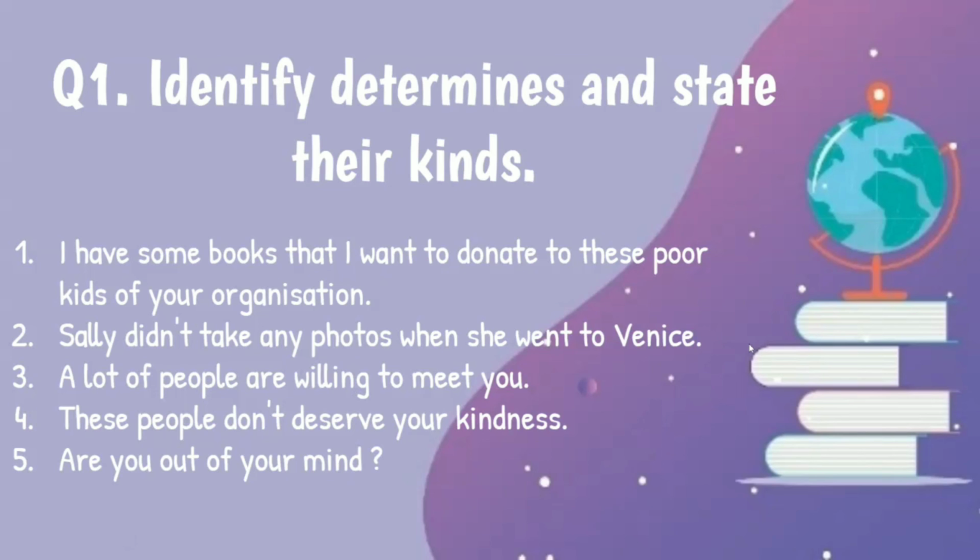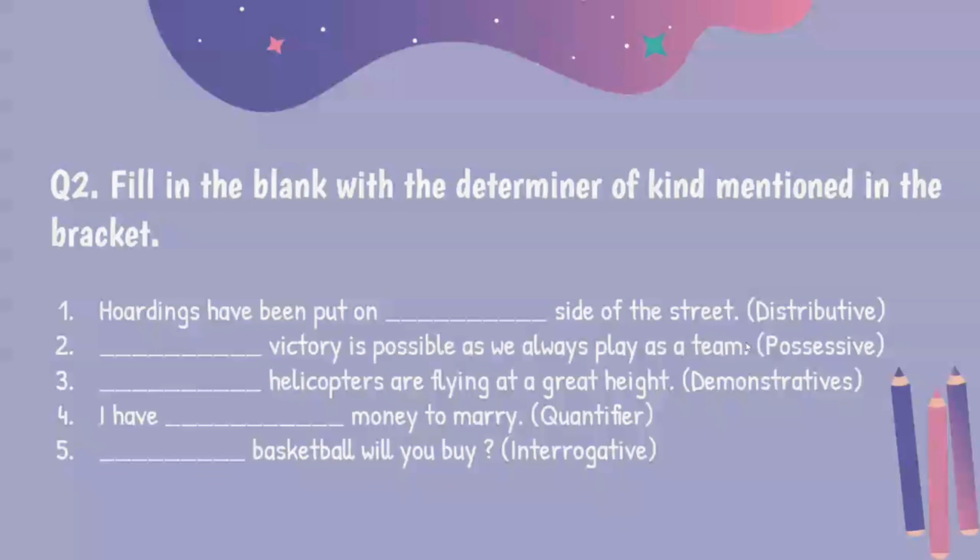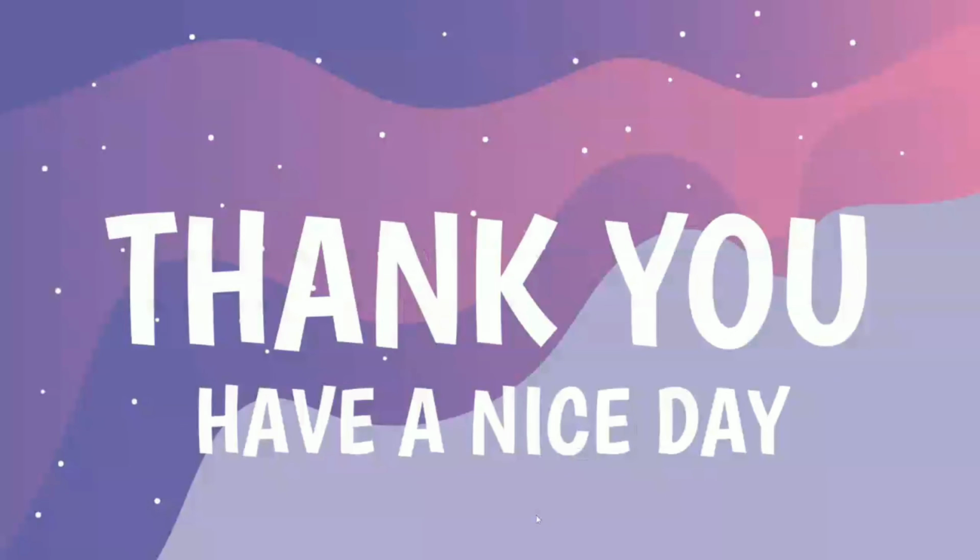Similarly, there are the next four questions for you. Second question: fill in the blank with the determiner of the kind mentioned in the brackets. So here are distributive, possessive, demonstrative, quantifier and interrogative. Fill them accordingly. Thank you.